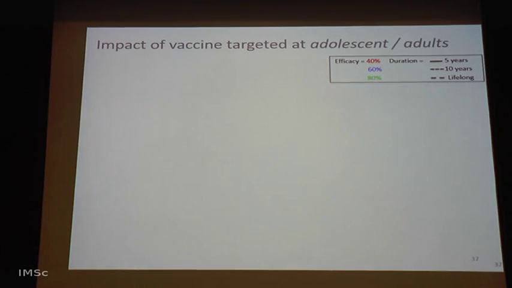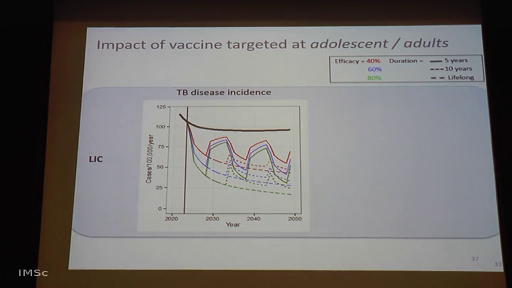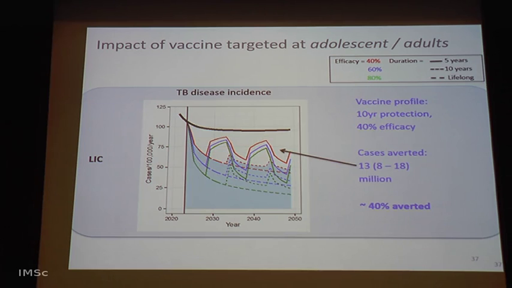So the impact was very small in infants, but when we gave it to adolescent adults, again, this is a baseline scenario, and then these are the different efficacy colors and the different duration in the dashed lines. And this is the total number of cases, and then, again, if we looked at the same vaccine profile, you could avoid something more like 40%. And the weird wave behavior that you get here is due to the mass campaigns.